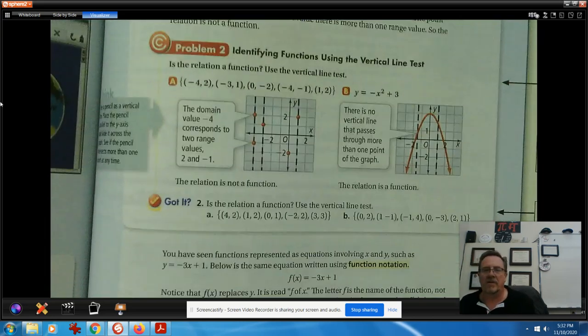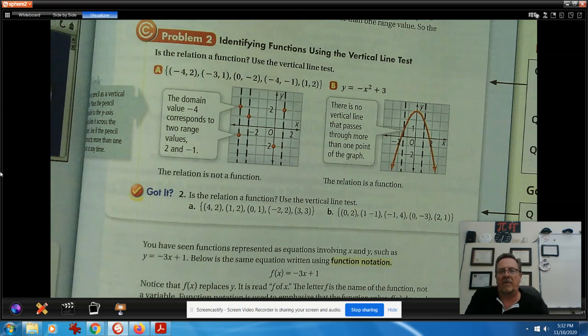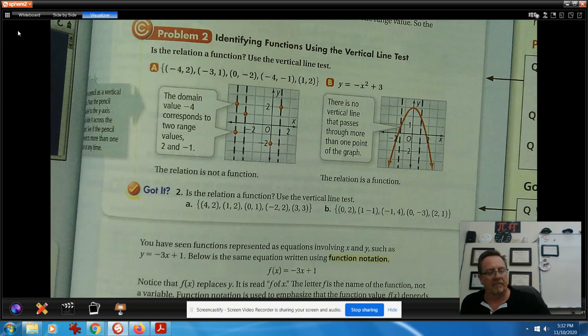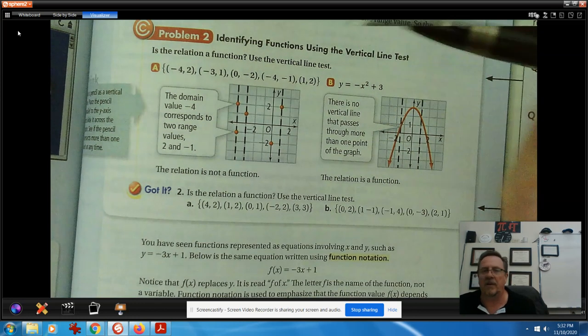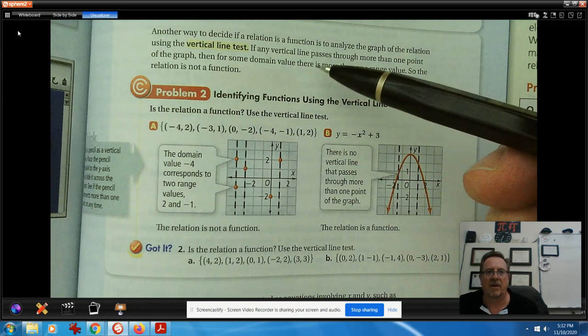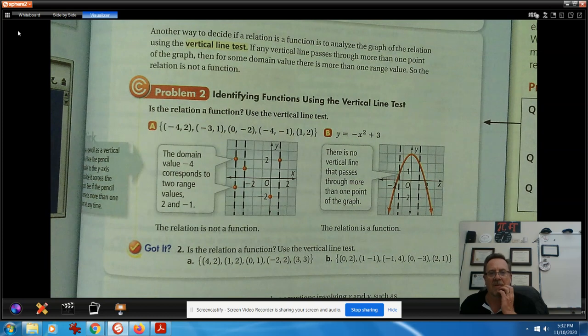All right. Let's move on to this one. There's this cool test for when you have a graph of a relation or a function to tell whether or not it's a function. It's called the vertical line test. The vertical line test says that if I can draw any vertical line that passes through more than one point on the graph, it wouldn't be a function.